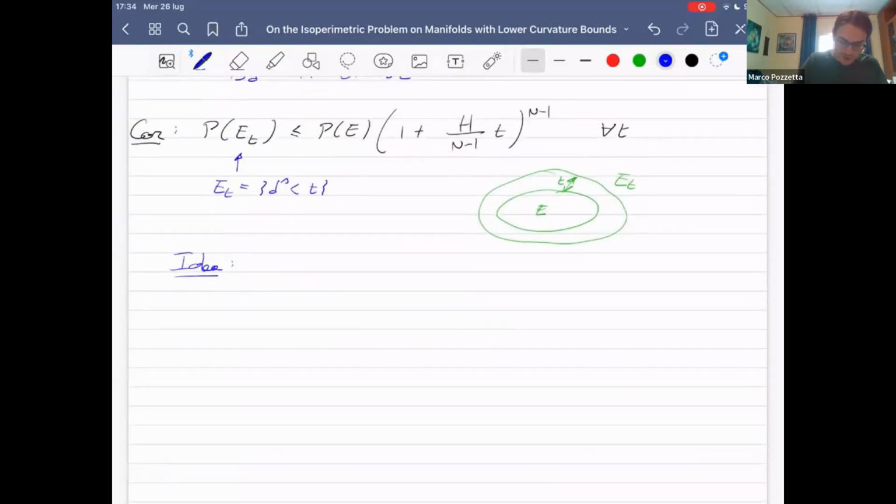Imagine that t is positive, for example, and imagine you want to estimate the perimeter of Et. Then you can integrate over Et minus E the Laplacian of the distance function. On one side, you have an estimate on this Laplacian. On the other side, you can integrate by parts using the divergence formula, the Gauss-Green theorem, right? The divergence theorem.